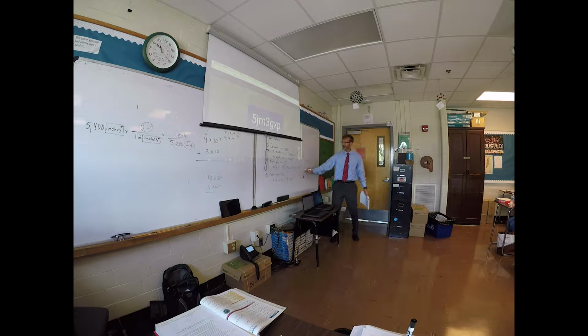But what he did not do here, he did not move his decimal to here. So it should be 1.512 times 10 to the 9th. This is the correct calculator answer.